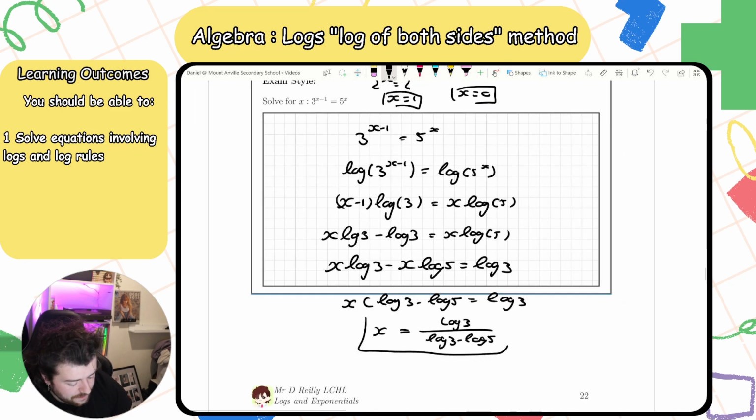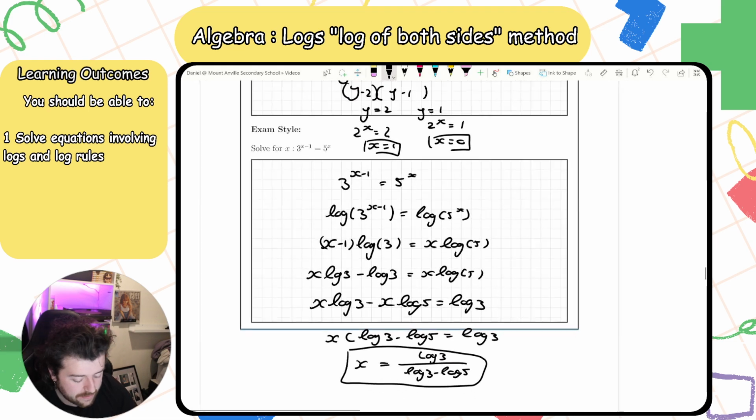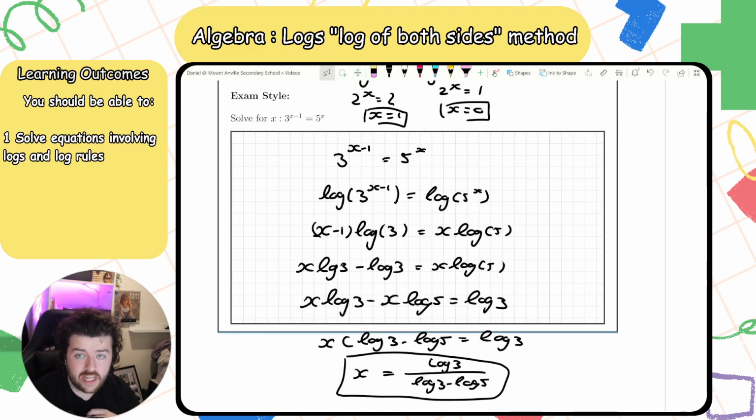So there you go. Alright, we're going to come across that method a bit more in the later questions, but I just want to introduce the log of both sides method.